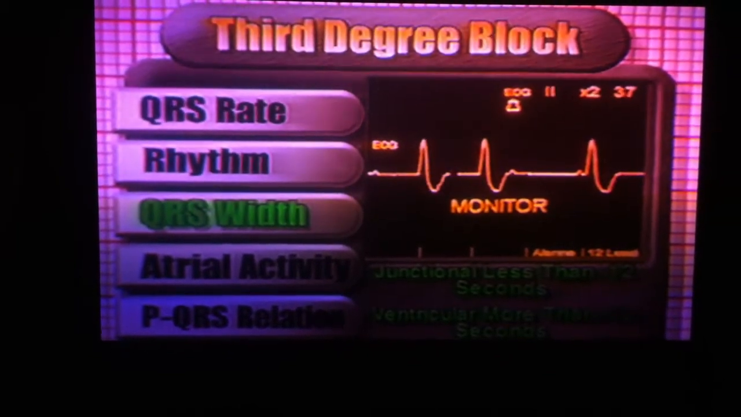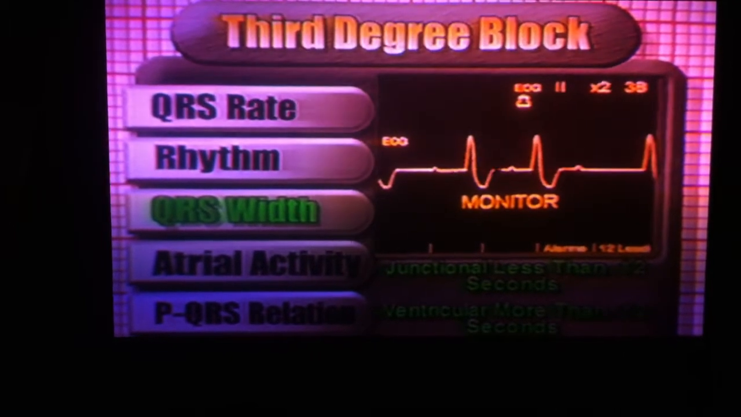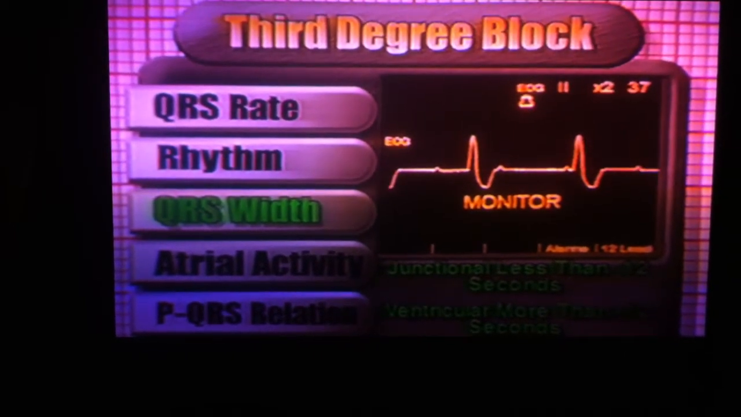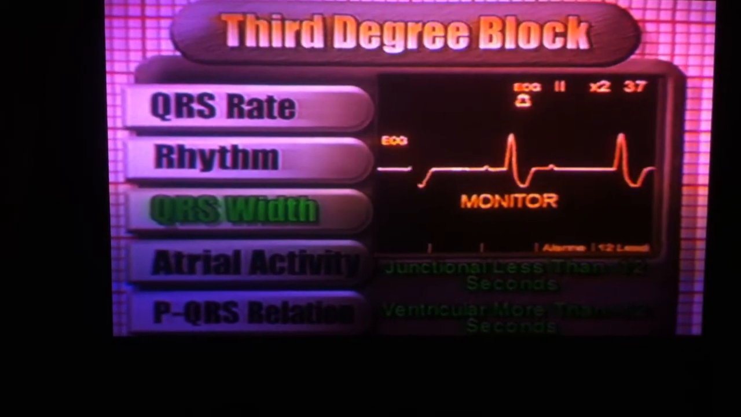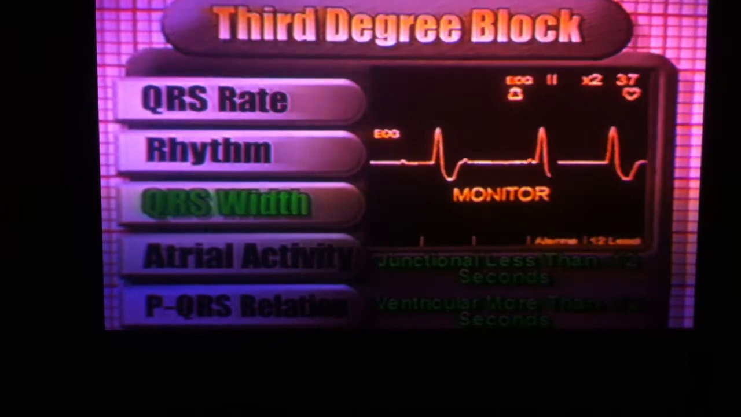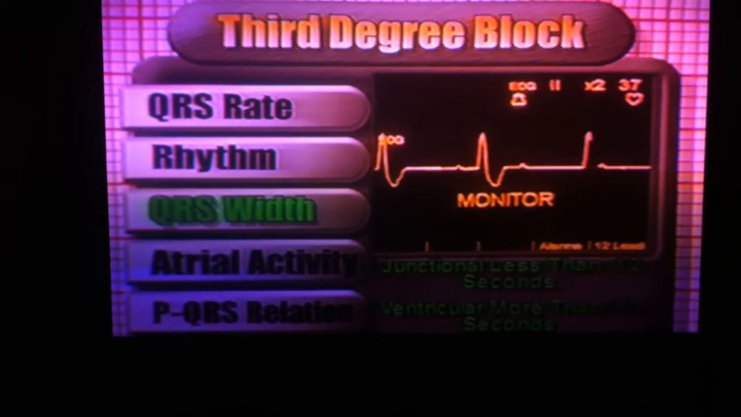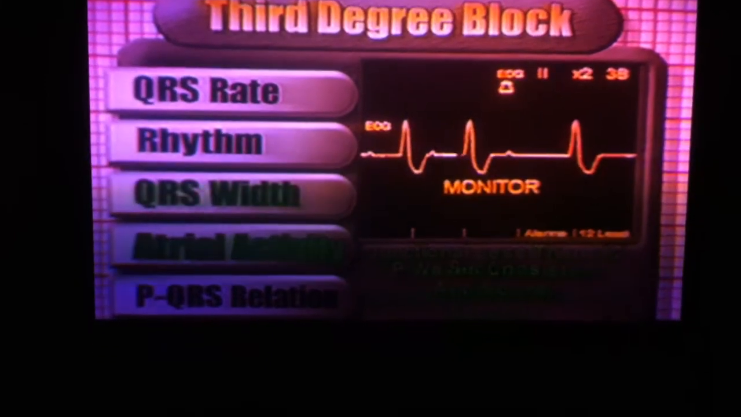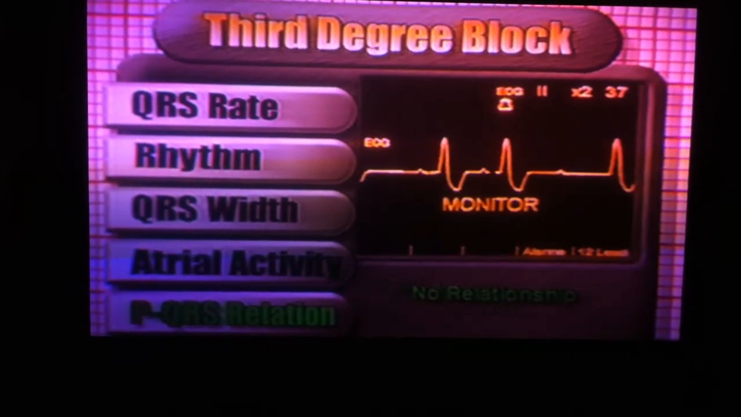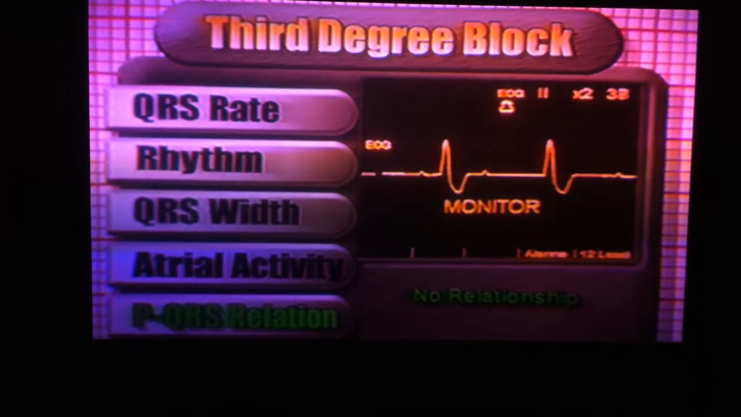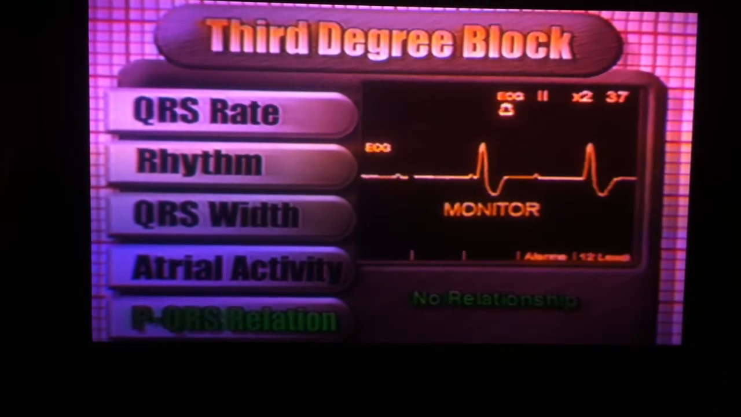The width of the QRS complex depends on whether the lower pacemaker is originating from the junction or from the ventricles. A junctional pacemaker will have QRS complexes that are less than 0.12 seconds wide. A ventricular pacemaker will display QRS complexes that are bizarre and wider than 0.12 seconds. The P waves will be consistently shaped and normal in appearance. Since the pathway between the atria and the ventricles is completely blocked, there is no relationship between the QRS complexes and the P waves.